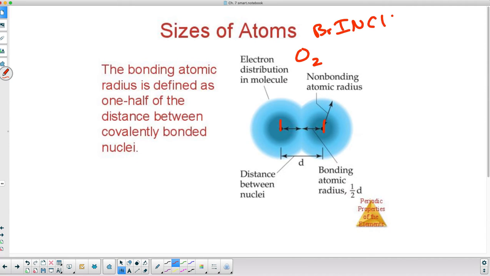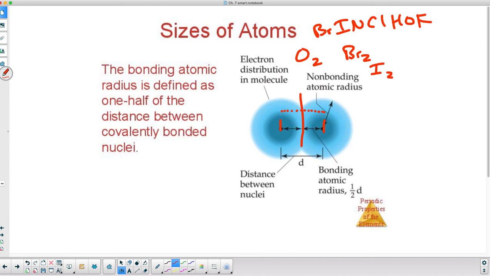All of these have a subscript 2 because oxygen likes to exist together, so does bromine, so does iodine, and so on. So what they do is they take the distance from one nucleus to the other, because they can actually measure that, and they cut that in half, and that's called the bonding radius. Most of the time we just use the bonding radius as the radius because that's an actual distance they can measure.